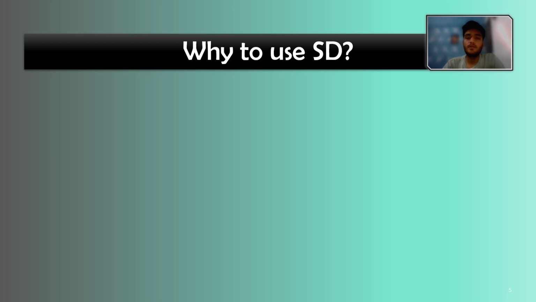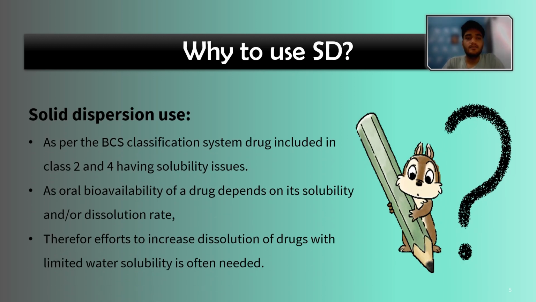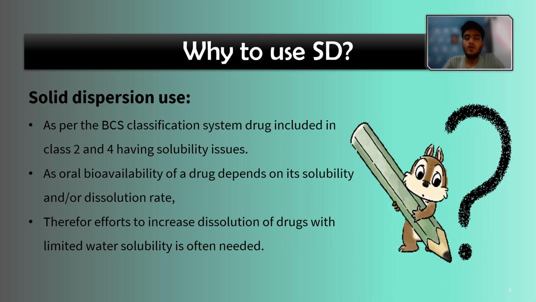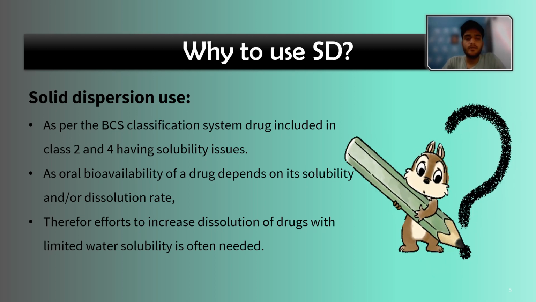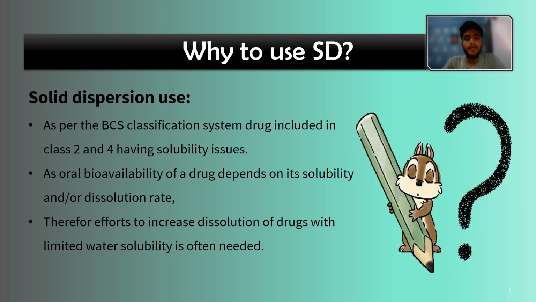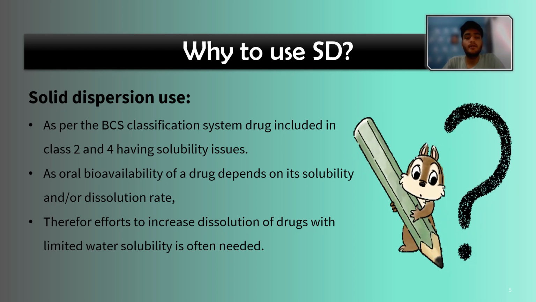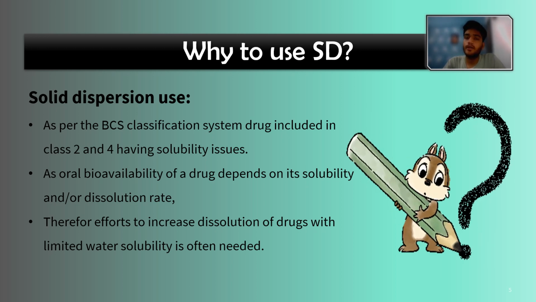So why use solid dispersion? Every one of you might be having a question about why to use this technique. So let me give some clarification. As you can see, the squirrel is also questioning solid dispersion. As per the BCS classification system, we all know that class 2 and class 4 drugs have solubility issues. As oral bioavailability of a drug depends on its solubility and dissolution rate, efforts to increase dissolution of drugs with limited water solubility are often needed. So to overcome this issue, we are using the solid dispersion technique.